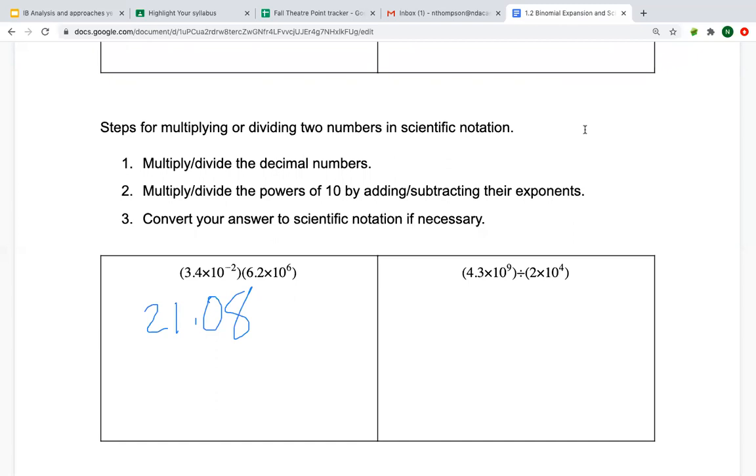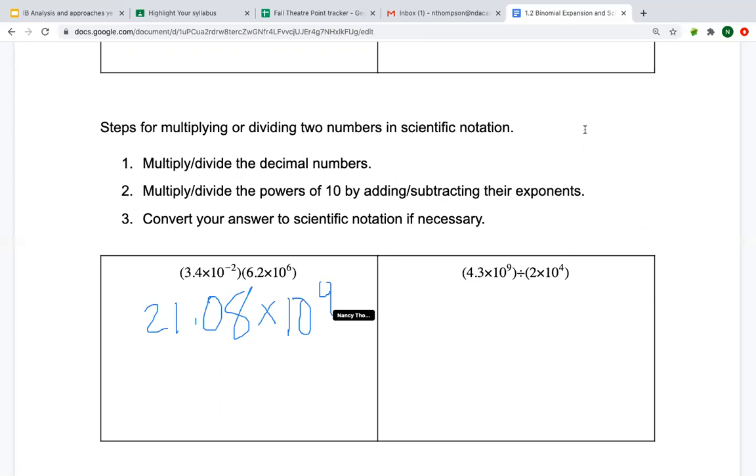And then you need to multiply or divide the powers of 10 by adding or subtracting their exponents. So if you're multiplying, then you're adding. If you are dividing, then you're subtracting. So in this case, since we're multiplying, we would be adding. So I would do negative 2 plus 6, which is 4. So then now my answer is 21.08 times 10 to the 4th power.